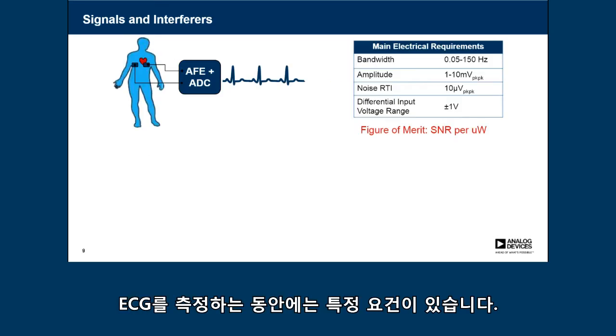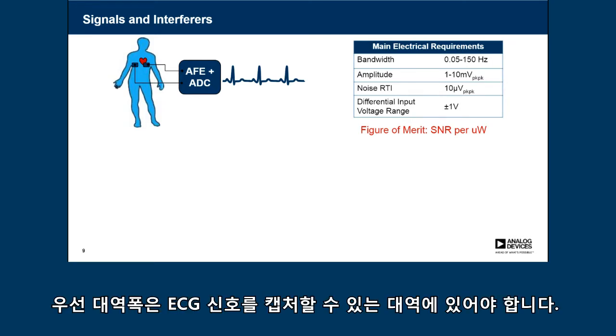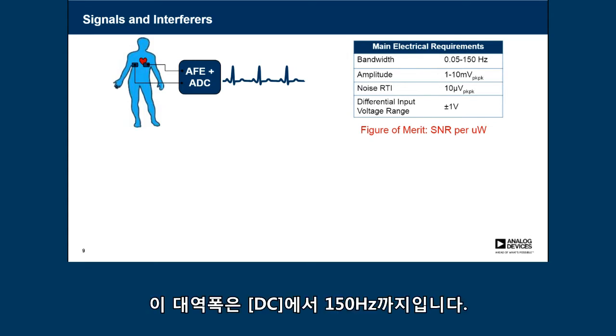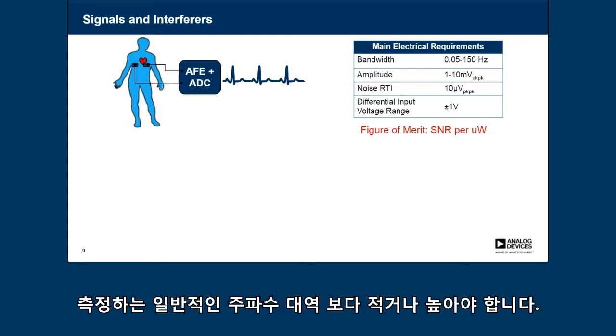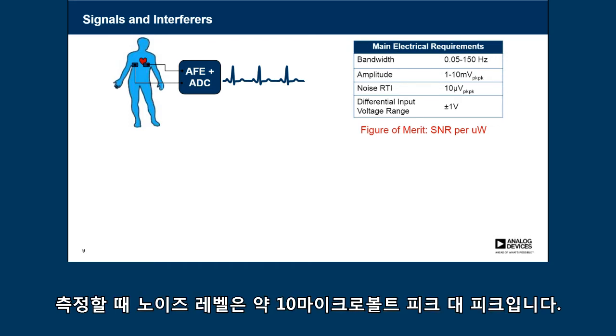On measuring ECG, there are certain requirements. First of all, the bandwidth within which you would like to capture the ECG signal. That bandwidth is somewhere from close to DC up to 150 Hertz. And depending on the use case, you could make that bandwidth a little bit wider or a little bit smaller, but this is more or less the common frequency band you're measuring in. The amplitude is something around 1 to 10 millivolts. And the noise level that you are measuring against is about 10 microvolts peak to peak.